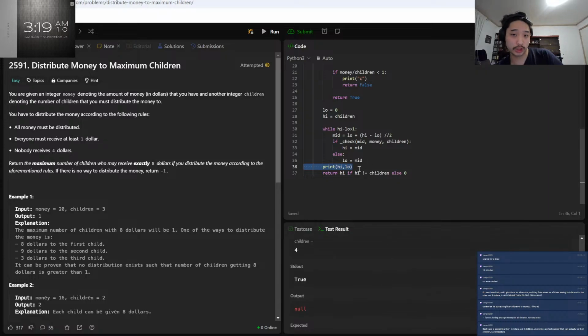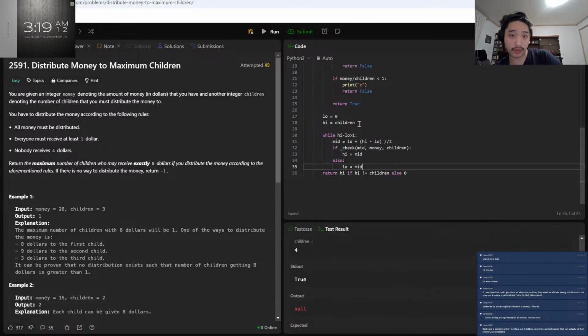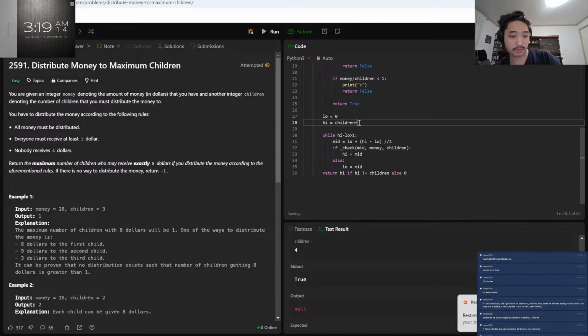Yeah, what's the issue here? Why is this not working properly? Is it like +1? Minus, no, yeah, actually -1.